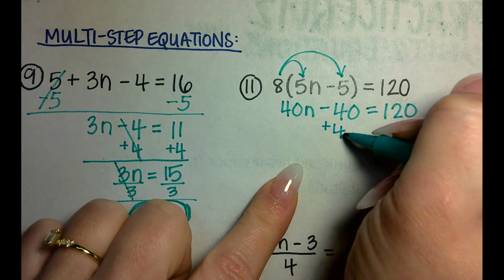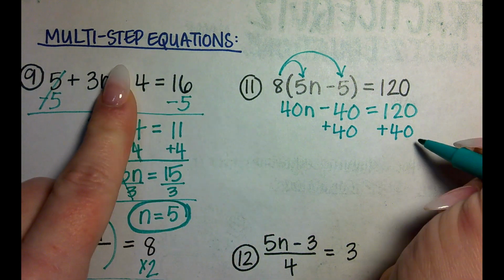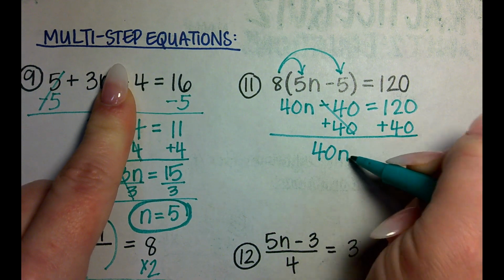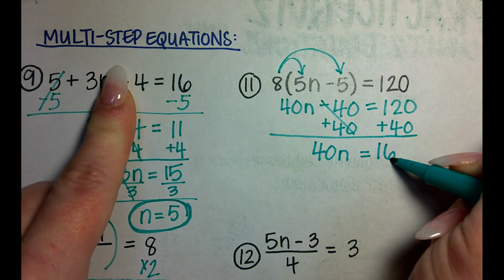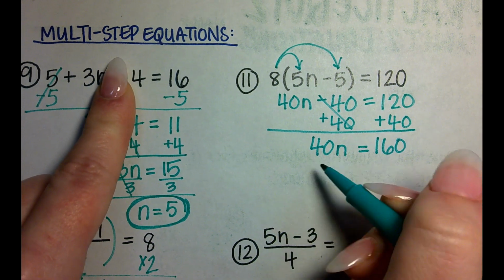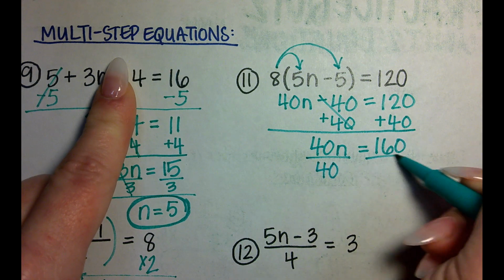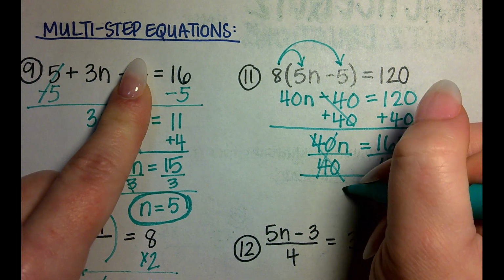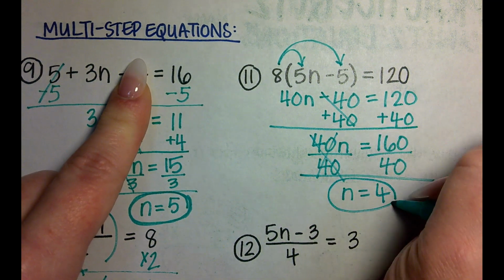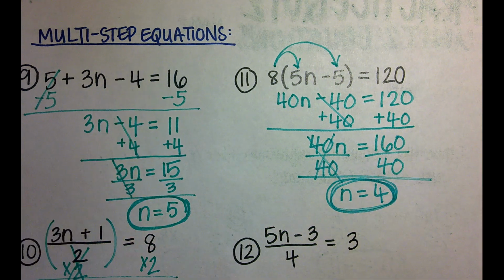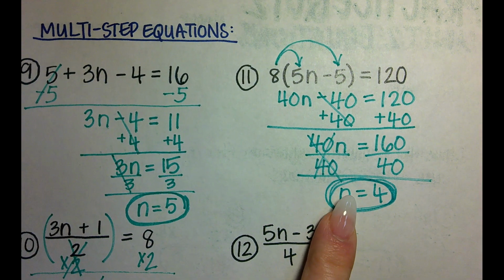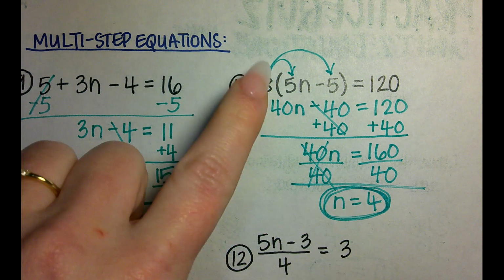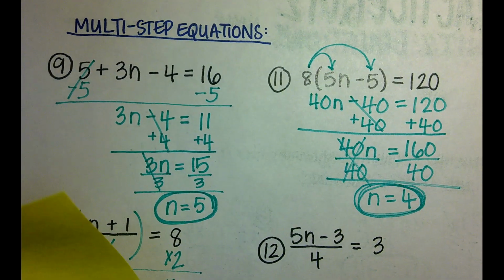Yes, then we add 40 on both sides. Good. 40n equals 160. Divide by 40. N equals 4. Perfect. Amazing. Now, this is a great way to solve this problem. I know, Titania, I'm going to pick on you. You love to do a different way for this one. Can you tell us how to do it another way?